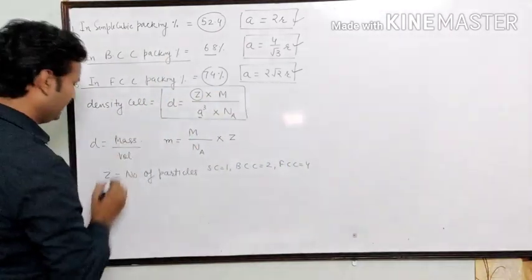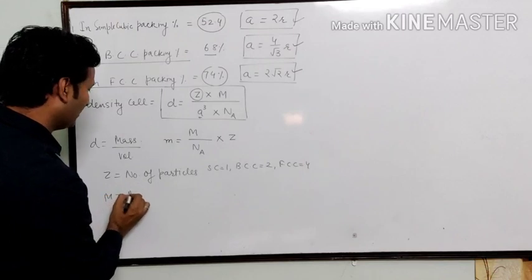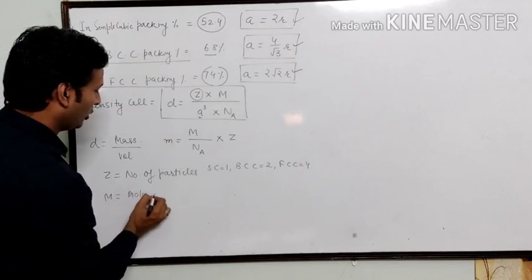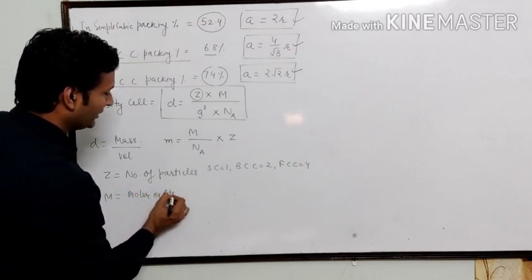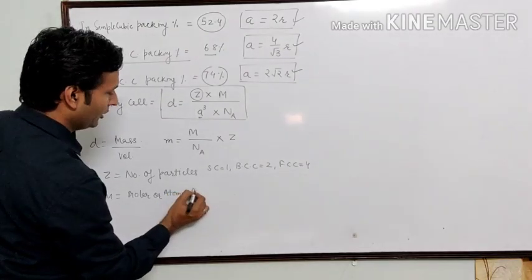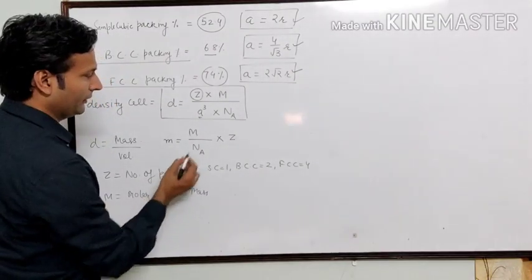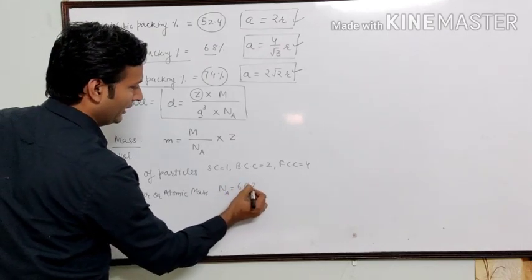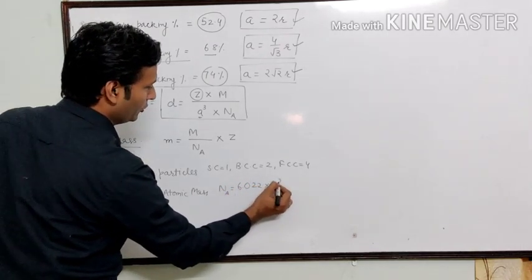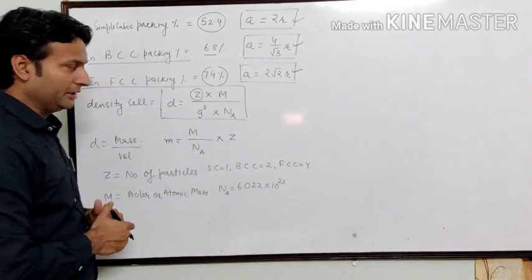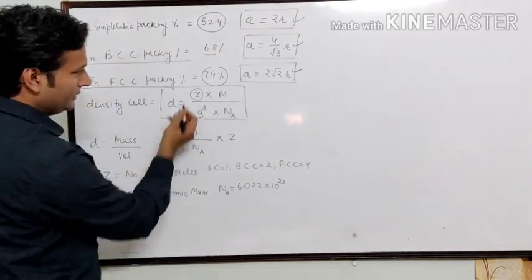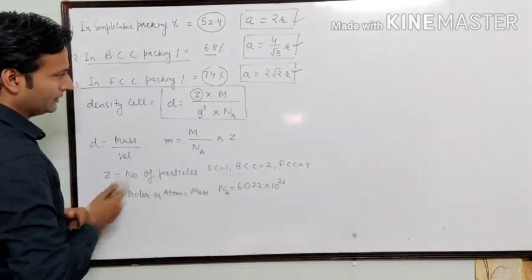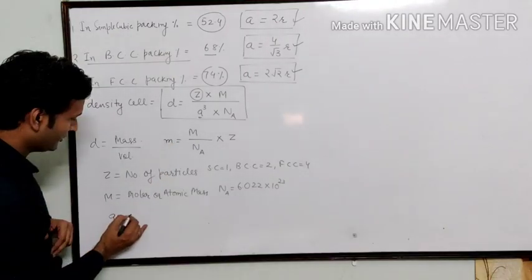And what is M? M is considered as molar mass or atomic mass. अगर आप एटम की बात कर रहे हैं तो एटॉमिक मास होगा, और अगर आप किसी मॉलिक्यूल की बात कर रहे हैं तो मोलर मास. NA, as you know, is Avogadro number and its value is 6.022 into 10 raised to power 23. And at the last, Z is the number of particles, M is molar mass, and a is edge length.